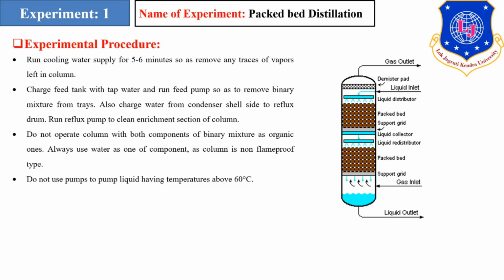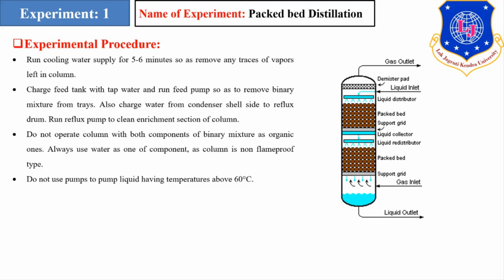So basically, after running the cooling water system, we have to feed the tap water into the feed tank, and we have to run that tap water throughout the column to remove the mixtures. Then we have to run the reflux pump to clean the enrichment section.